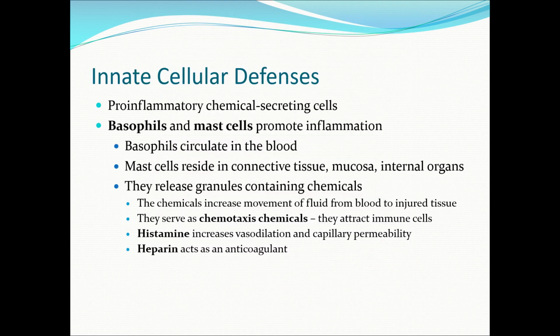Other innate cellular defenses involve pro-inflammatory chemical secreting cells. Basophils and mast cells promote inflammation. Basophils circulate in the blood. Mast cells reside in connective tissue, mucosa, and internal organs. They release granules containing chemicals.